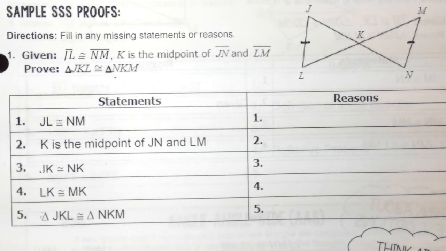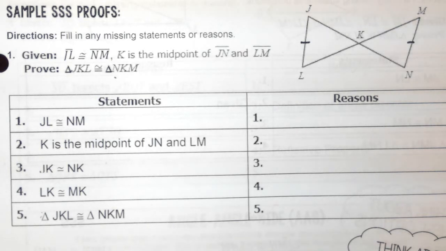After that, the next thing they tell me is that K is the midpoint of segment JN, and it's the midpoint of segment LM. It's the midpoint on both of those segments. They tell me that for a reason, because it's something I should know if that's the case.